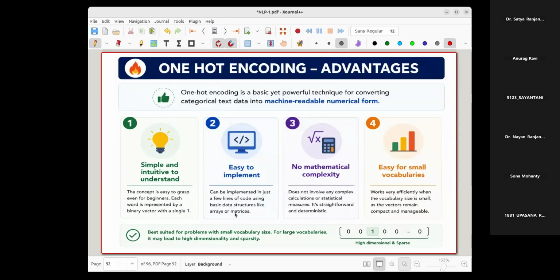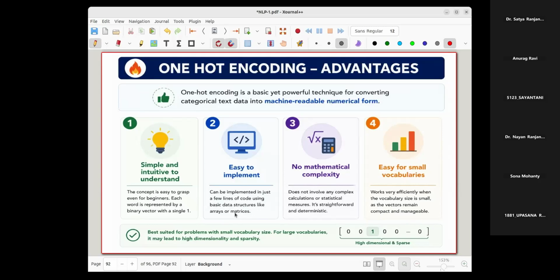Okay, it is also very simple and easy to implement. Implementation is not that difficult. Easily you can write a very small piece of code to implement that, and I will also discuss today how we will implement that. And there is no mathematical complexity involved. No mathematical or statistical calculations are required. Just identify the position, put 1 in that position, rest all will be 0. Very simple one.